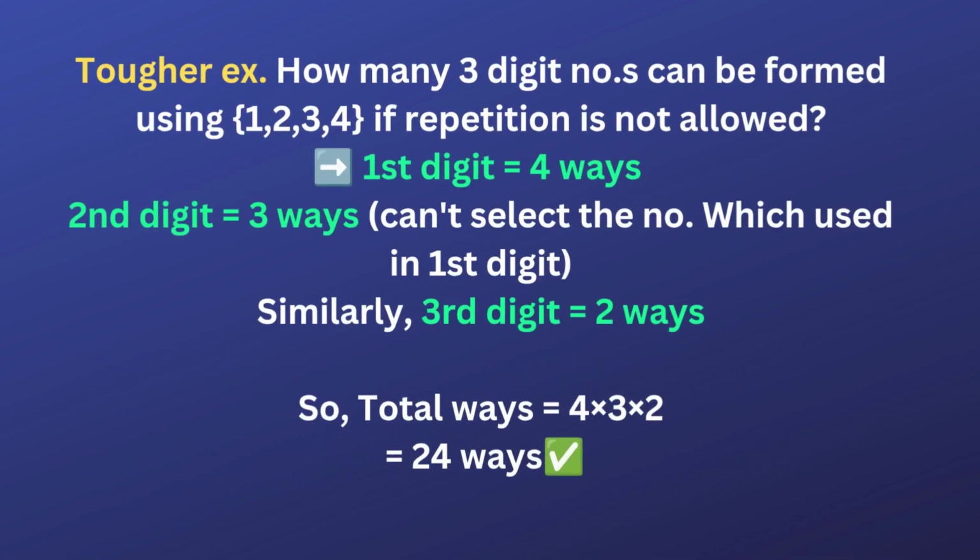Next example. How many three-digit numbers can you form from four digits if numbers should not repeat? Since repetition is not allowed, you have four choices for the first digit, three choices for the second digit, and two choices for the third digit. Because once you choose a number, you can't select it next time. So total ways is equal to 4 into 3 into 2, that is 24 ways.